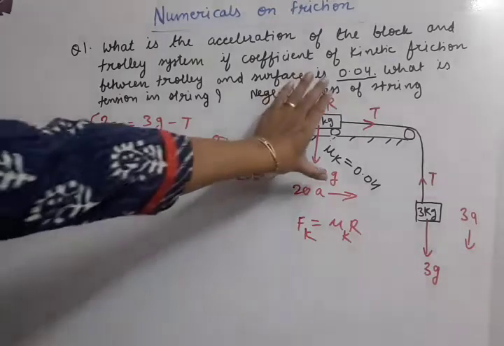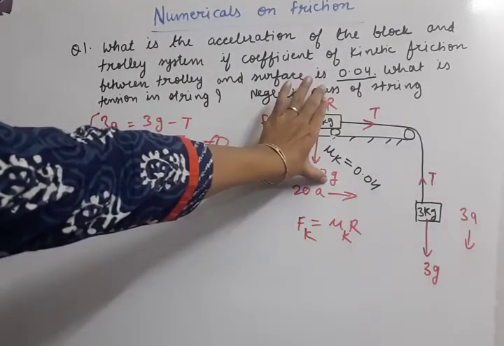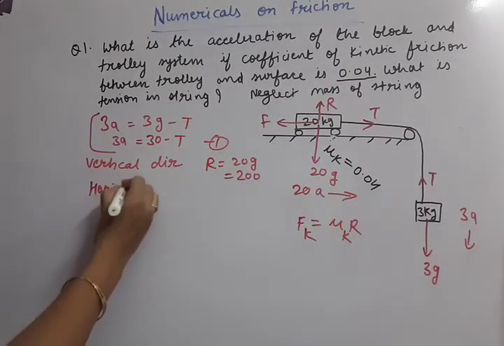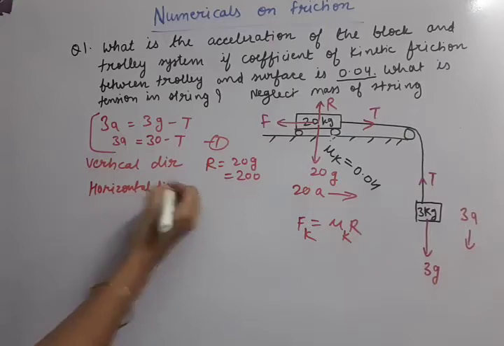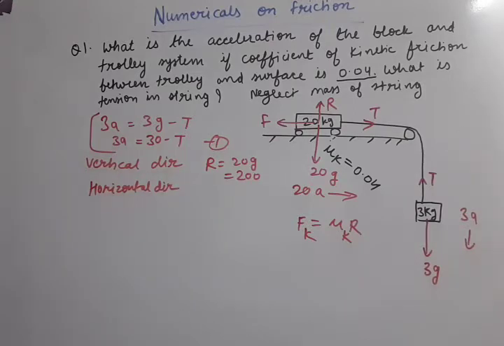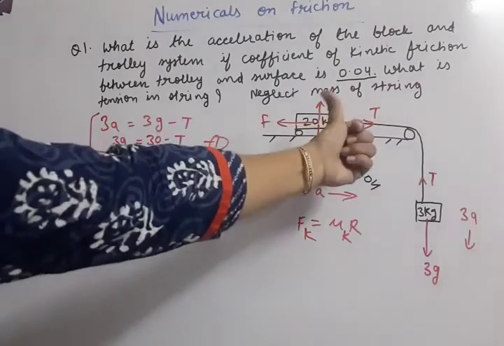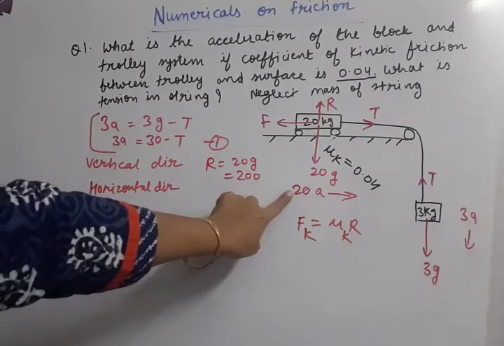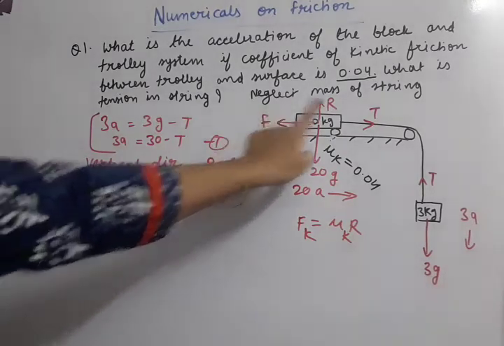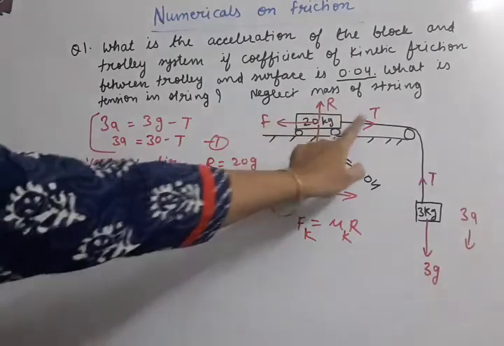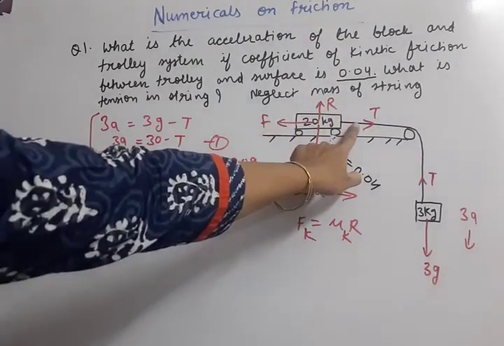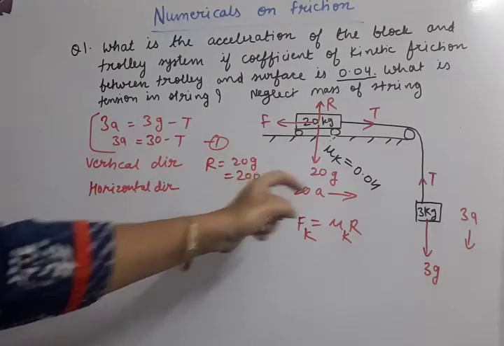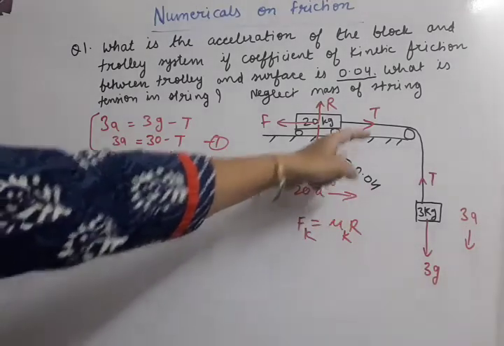Now that R and 20g have been solved, forget about these two forces. Now take the horizontal direction equation. In the horizontal direction, how many forces are working? T is on that side, F is on this side, and then 20a is on this side. So the net force is 20a, and this is the resultant of these two forces. These two forces are working in opposite directions, so they will be subtracted. The bigger one is always the one in which the ma direction is. The ma direction is here, so T is bigger.